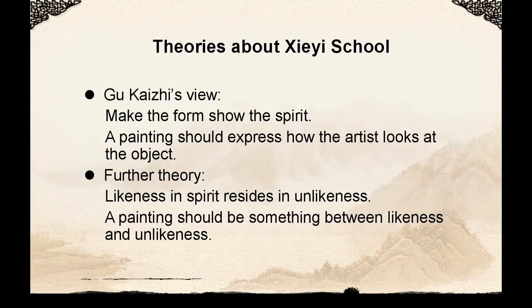There are profound theories about Xieyi School. Gu Kaizhi of the Eastern Jin dynasty was the first to put forward the theory of making the form show the spirit. A painting should express how the artist looks at the object and convey his feelings and sentiments. His view was followed by further theories such as likeness in spirit resides in unlikeness. A painting should be something between likeness and unlikeness.